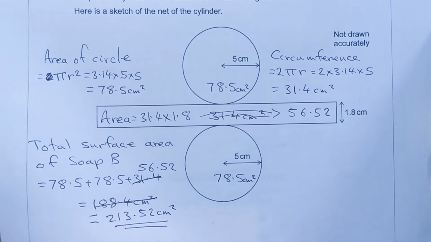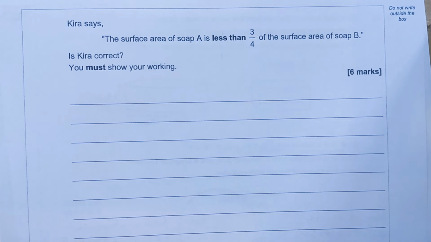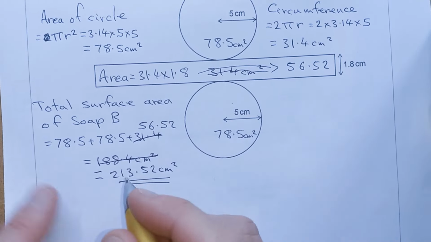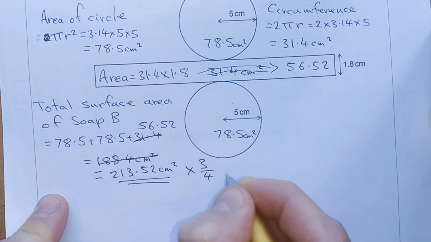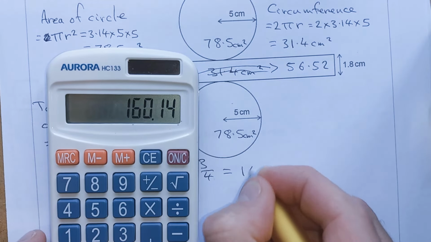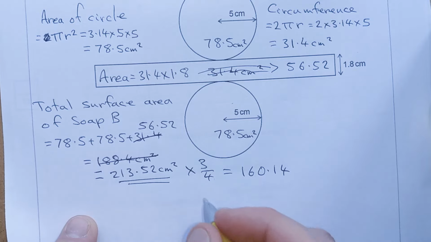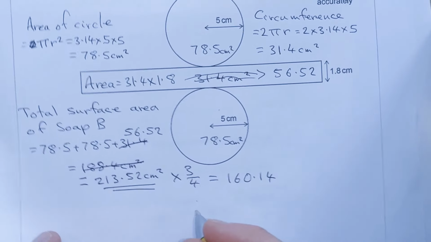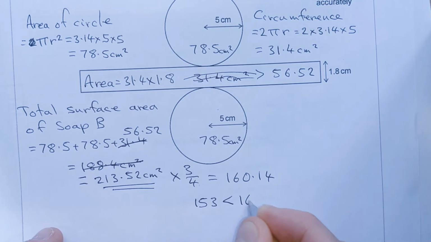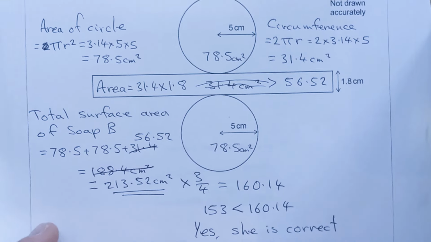Right, now we can't stop there. Let's check what the actual question was. So, Kira says the surface area of soap A is less than 3/4 of the surface area of soap B. So we want to work out 3/4 of this. So we want to multiply that by 3/4. Still got it in my calculator. Times 3 divided by 4. We get 160.14. Now, she was saying that the surface area of soap A was less than this. Surface area of soap A is 153 centimetres squared. So 153 is less than 160.14. So we can say yes, she is correct. So quite an involved question here.